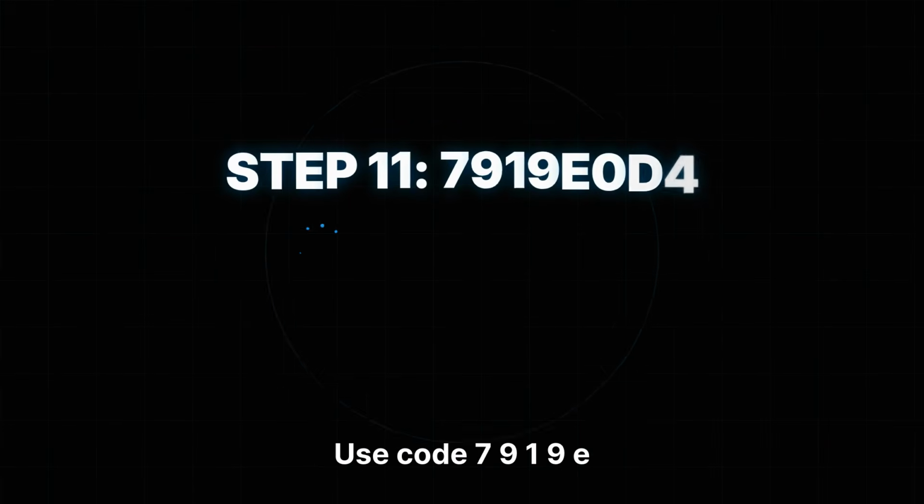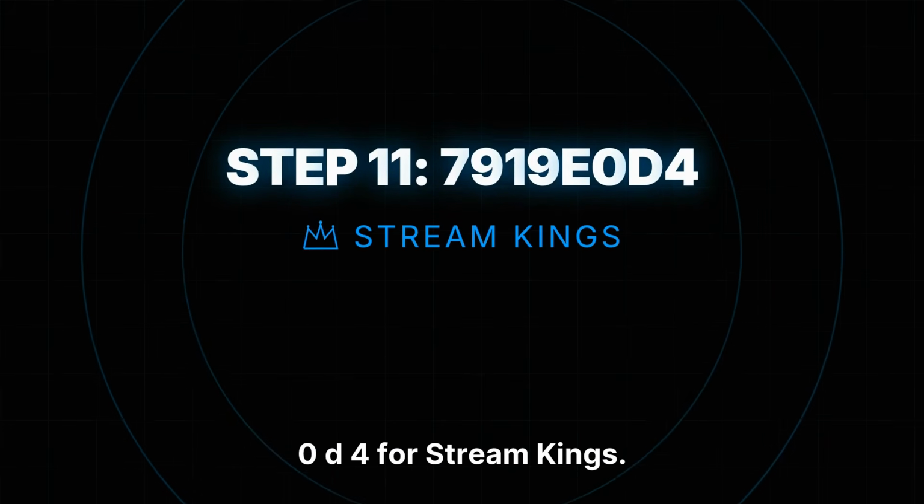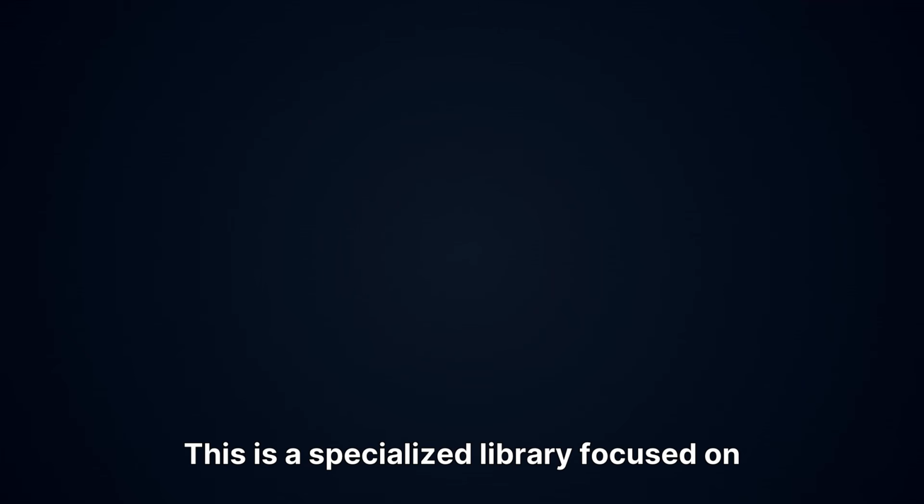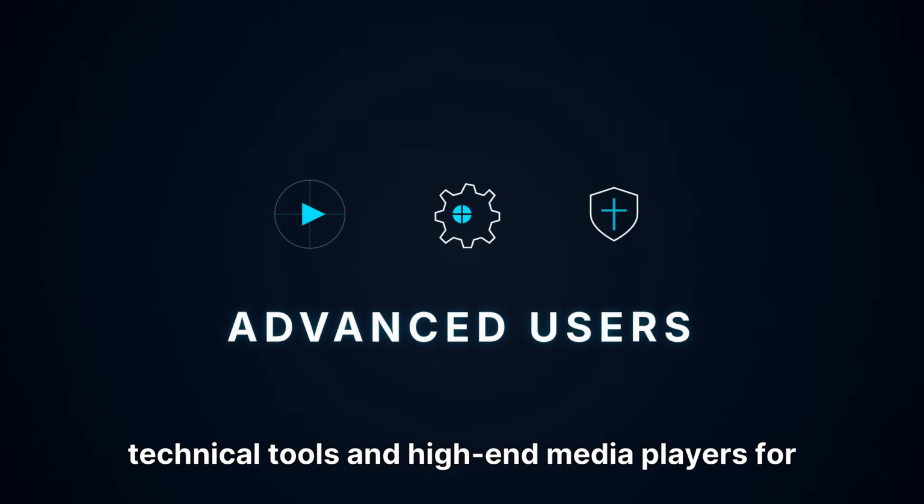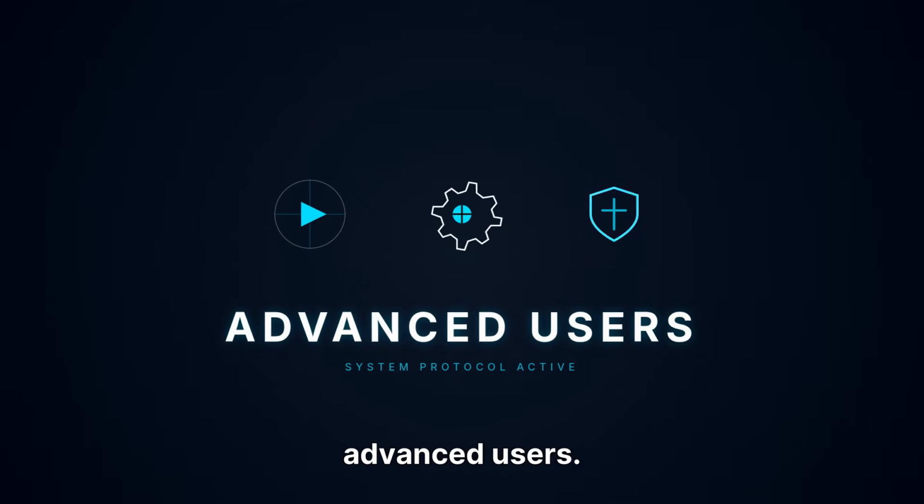Step 11. Use code 7919E0D4 for StreamKings. This is a specialized library focused on technical tools and high-end media players for advanced users.